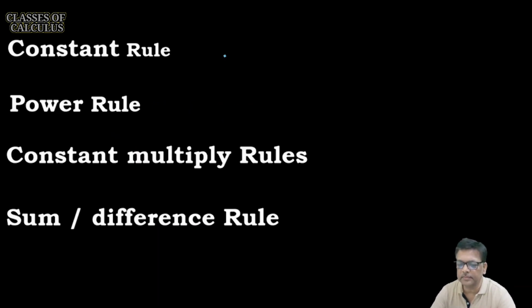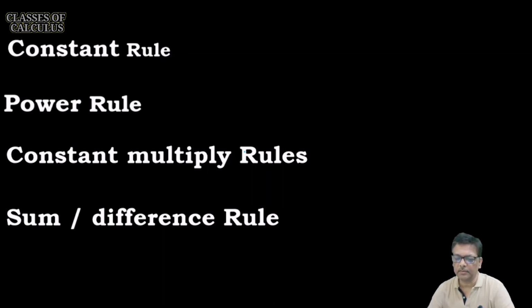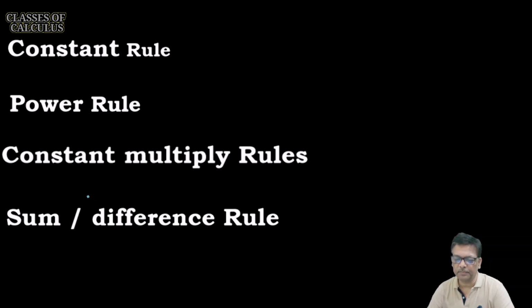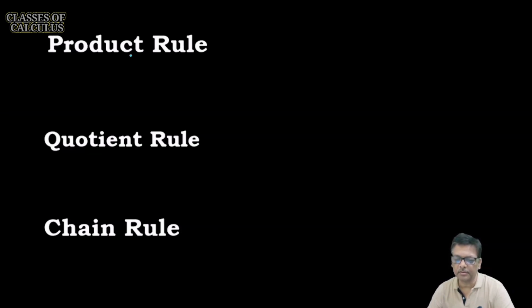Now let's discuss some working rules for finding derivatives of a function. One is the constant rule, next is the power rule. You have the constant multiple rule, sum and difference rules. You have also the product rule. You have the quotient rule and also the chain rule. So these are the primary working rules for finding dy by dx.